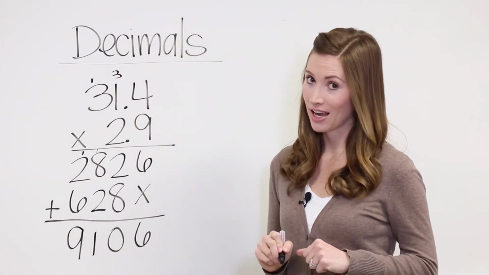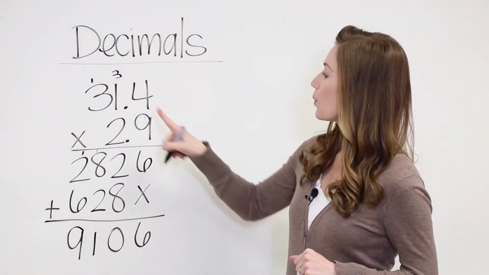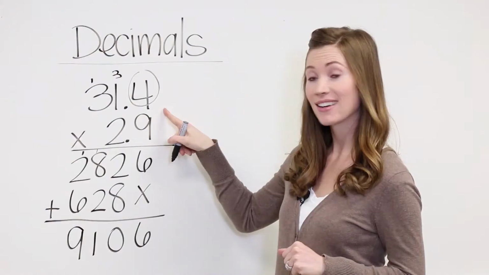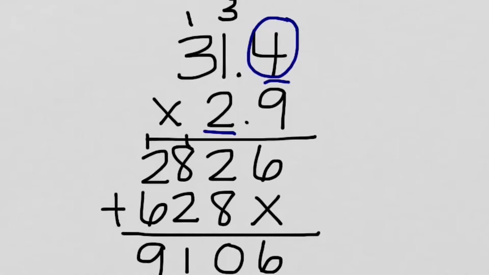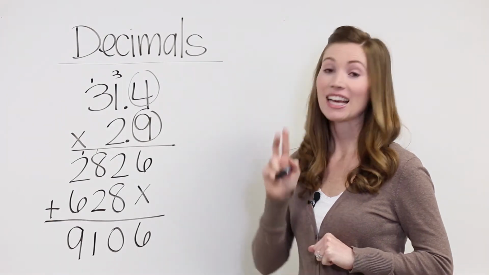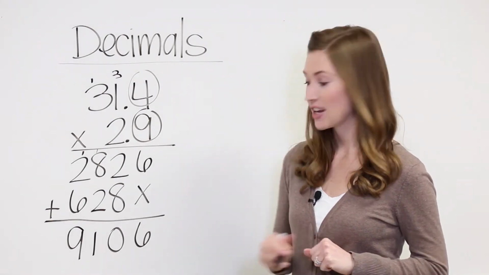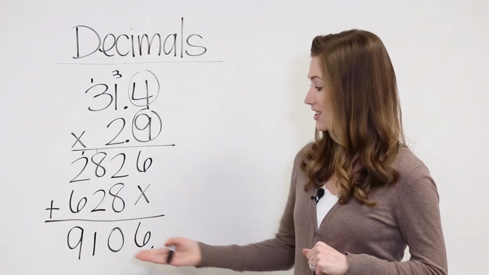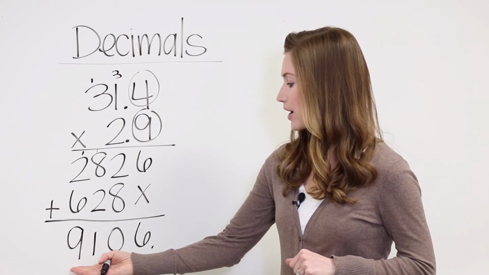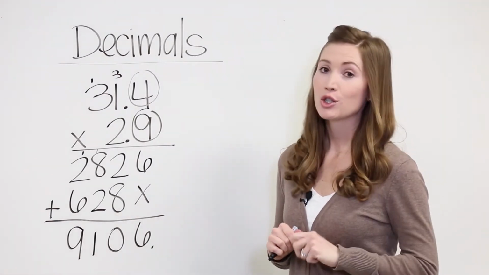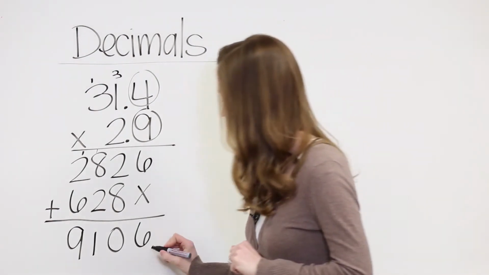Now, are you ready to account for our decimal? We have one digit behind the decimal point in 31 and 4/10. And we have one digit behind the decimal point in 2 and 9/10. Can you guess how many times we're going to move our decimal point? If you said 2, you're correct. Remember, our decimal point is all the way over to the right now, because that doesn't change the value. Right now our answer is 9,106, but we're going to move it 2 times so our answer is more reasonable.